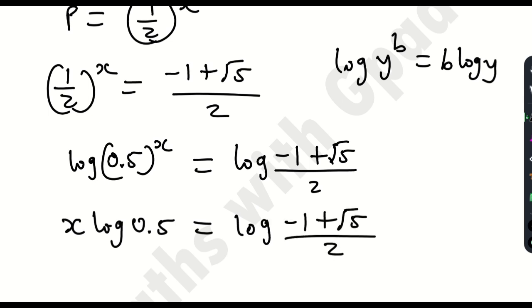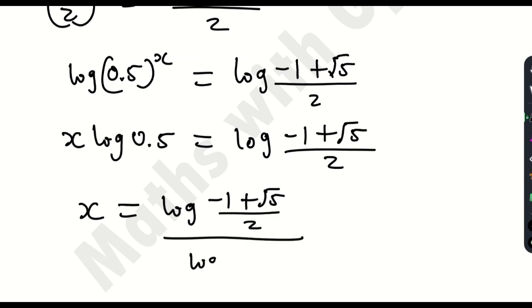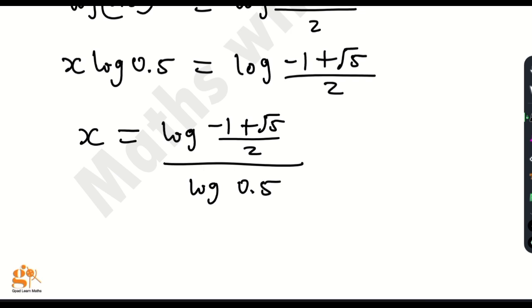Okay. What do we do next? I'm going to divide both sides by log of 0.5. So x is equal to log -1 plus the square root of 5 over 2, all divided by what? Log 0.5. So I'm going to use my calculator to find the logarithm of -1 plus square root of 5 over 2. If you do that on your calculator, you get -0.2090, correct to 4 decimal places.